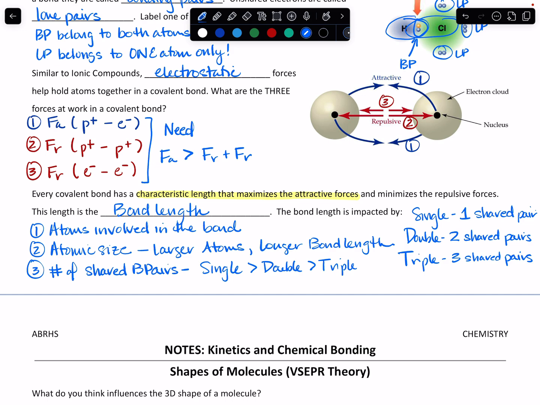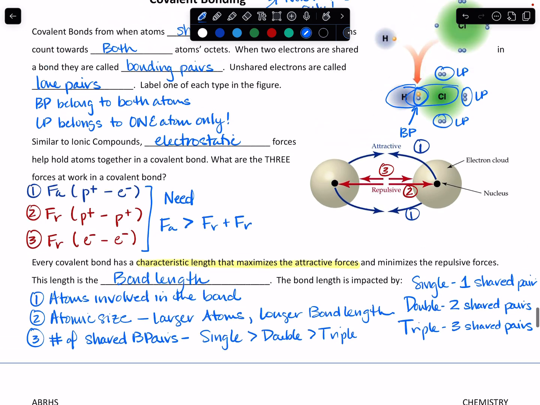All right. And if we think back to our kinetics unit, the bond length is going to be indirectly related to the energy needed to break it. The shorter the bond, the stronger the bond. The harder it is to break, the more energy you need. And all of that is going to impact activation energy. Okay. All right, so that's really it.